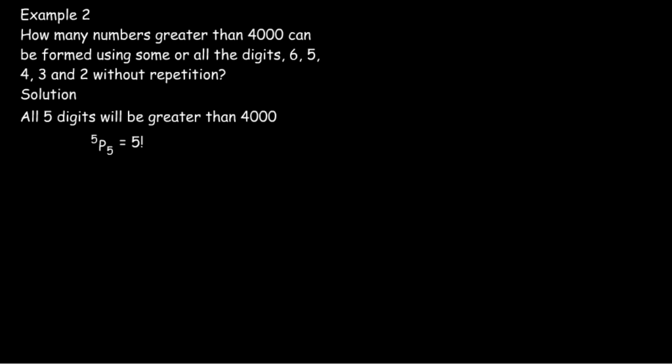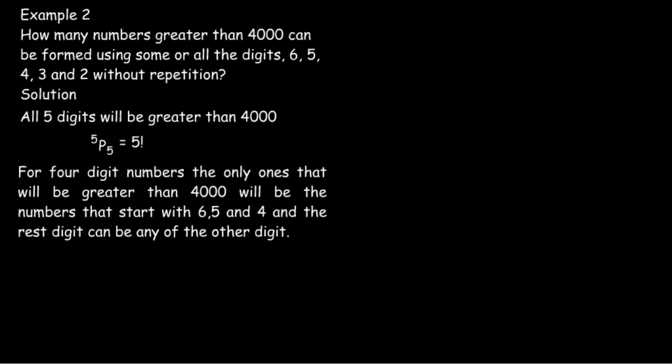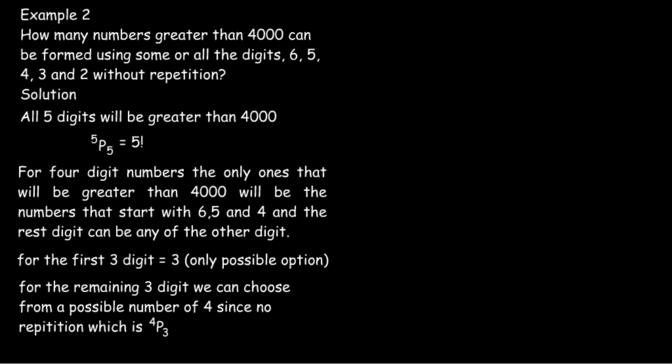Now the next part is if we are selecting 4 digits, because we know all 3 digits will be lesser than 4,000, but for the 4 digits to be greater than 4,000, it's either going to be starting with 6, 5, or 4, and the rest of the digits can be any of the other digits. For the first digit, there's only 3 possible options, which is 6, 5, and 4. While for the remaining 3 digits, we can choose from the 4 numbers that are left, and this can be written as 4 permutation 3.